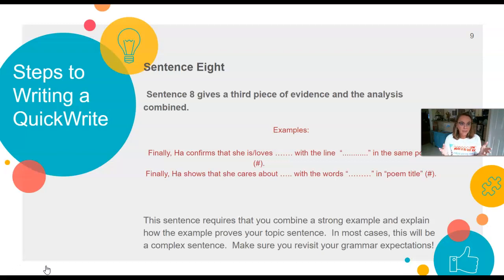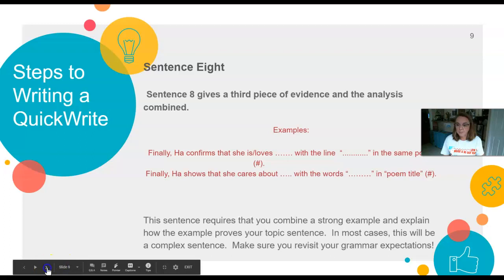This is not going to be a sentence that doesn't have a comma and a conjunction or something like that. You're going to need to make this a complex sentence. Make sure you revisit our grammar expectations, which are also located on the resources page, so that you're sure you understand those things. There are lots of instructional videos embedded in that grammar resource.